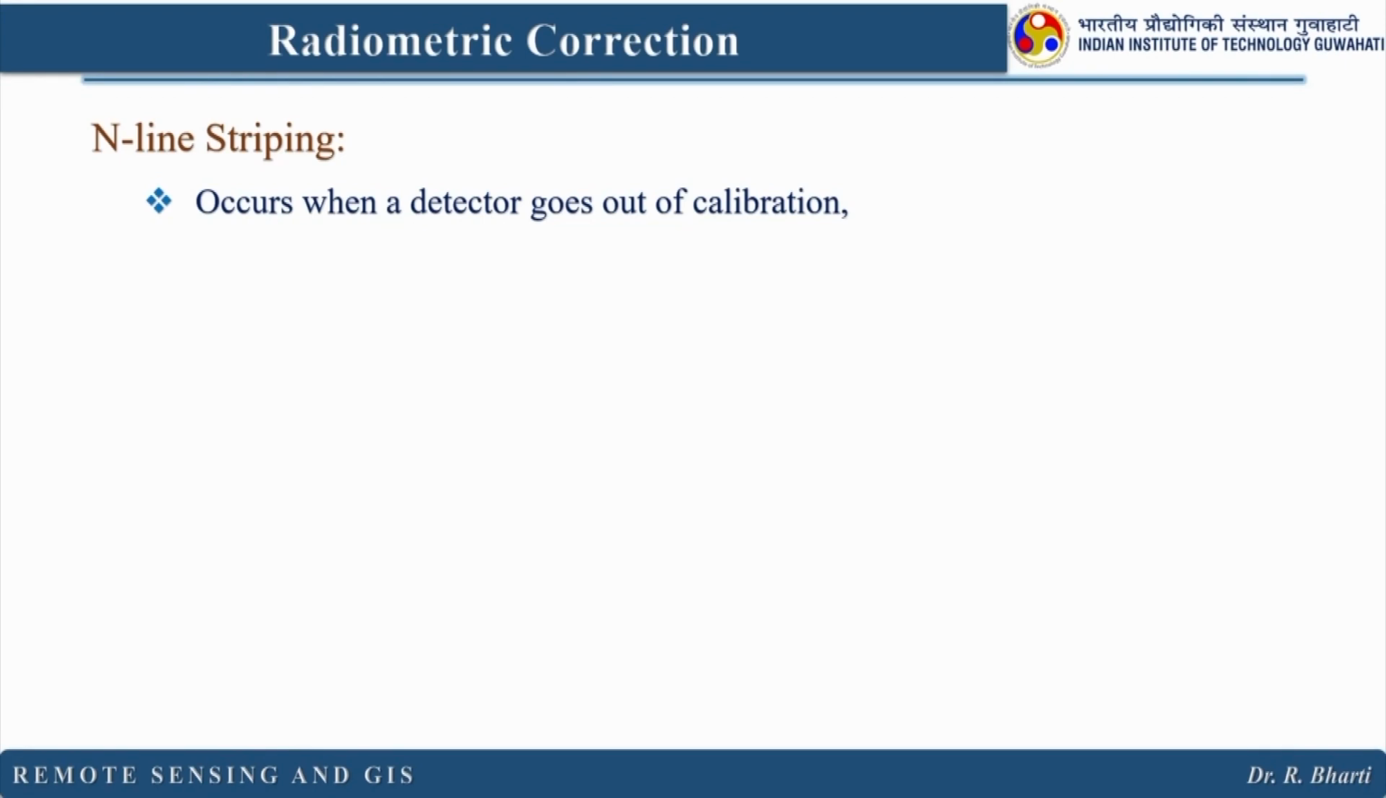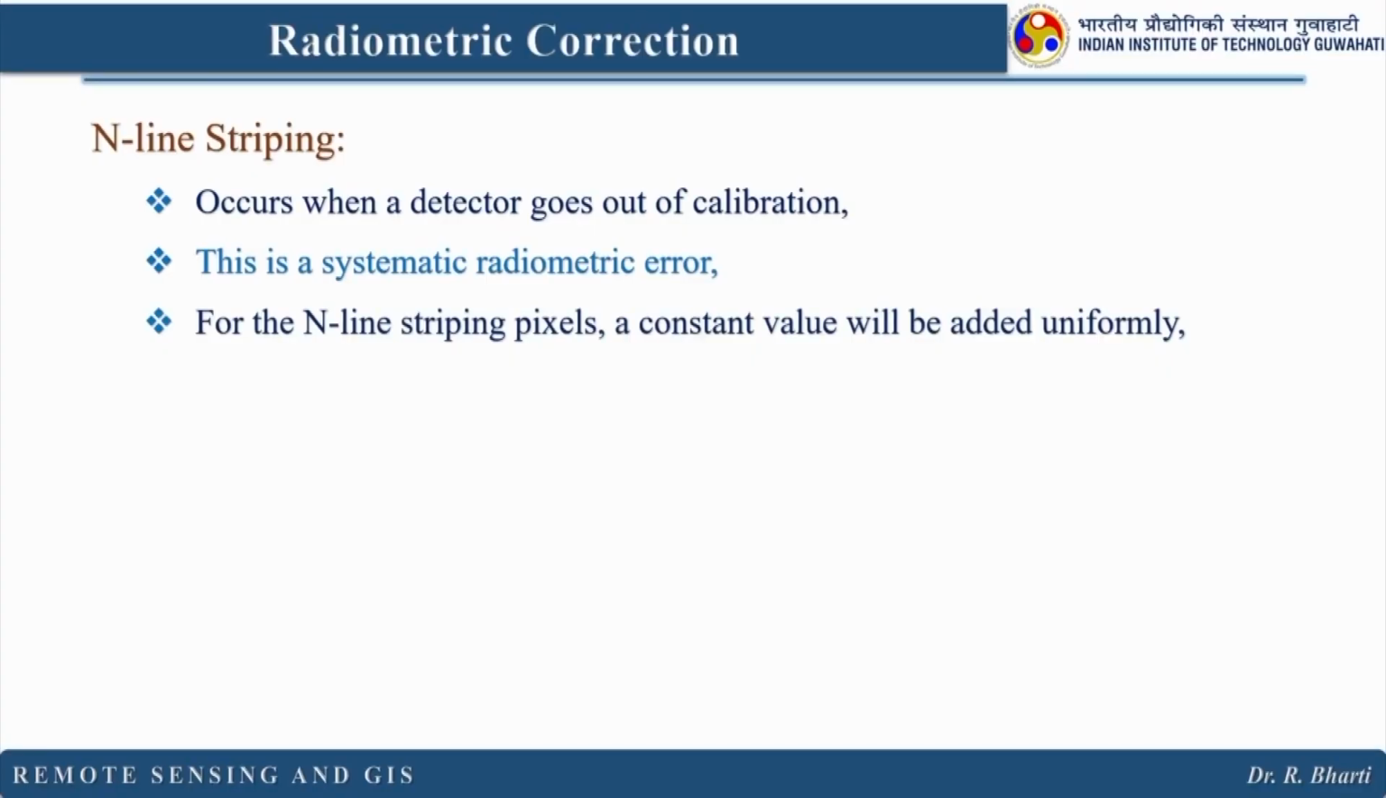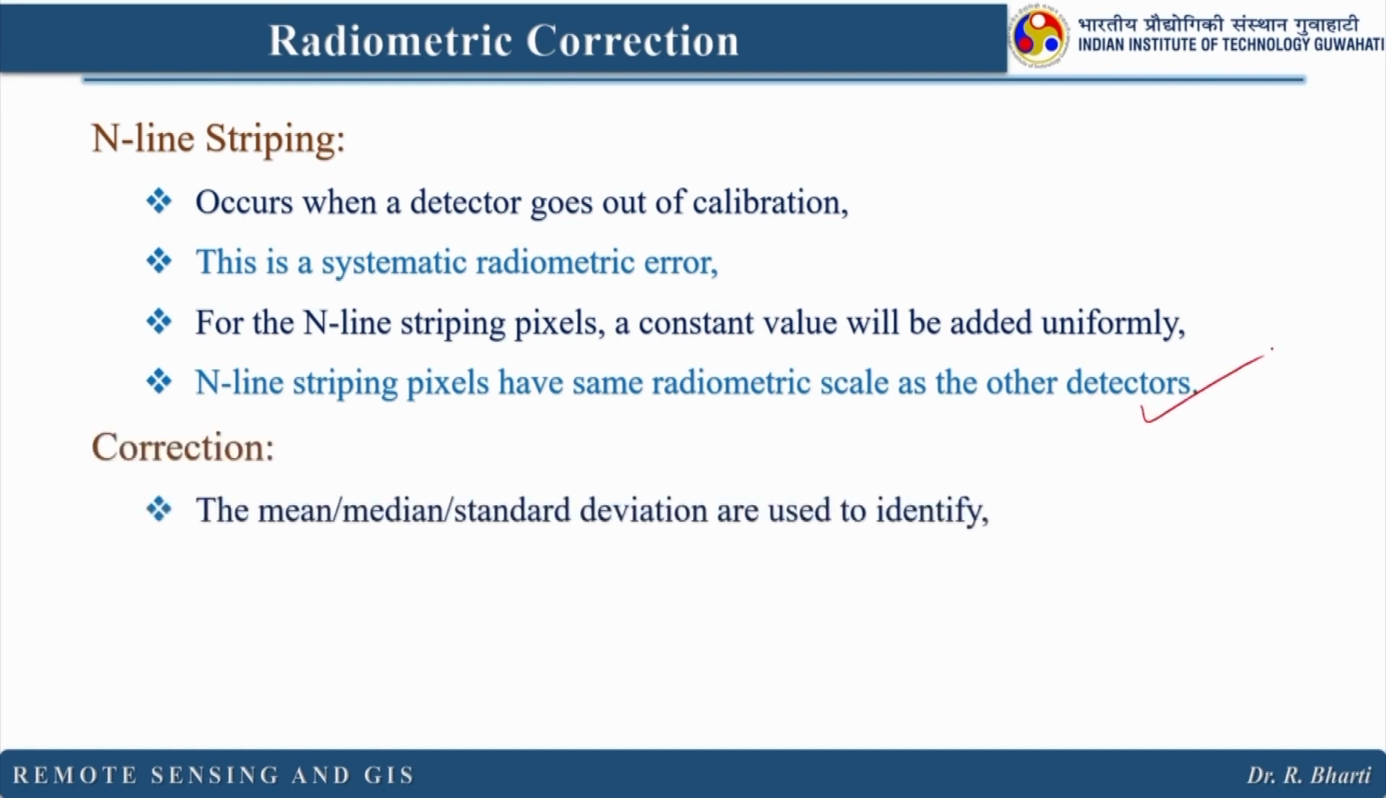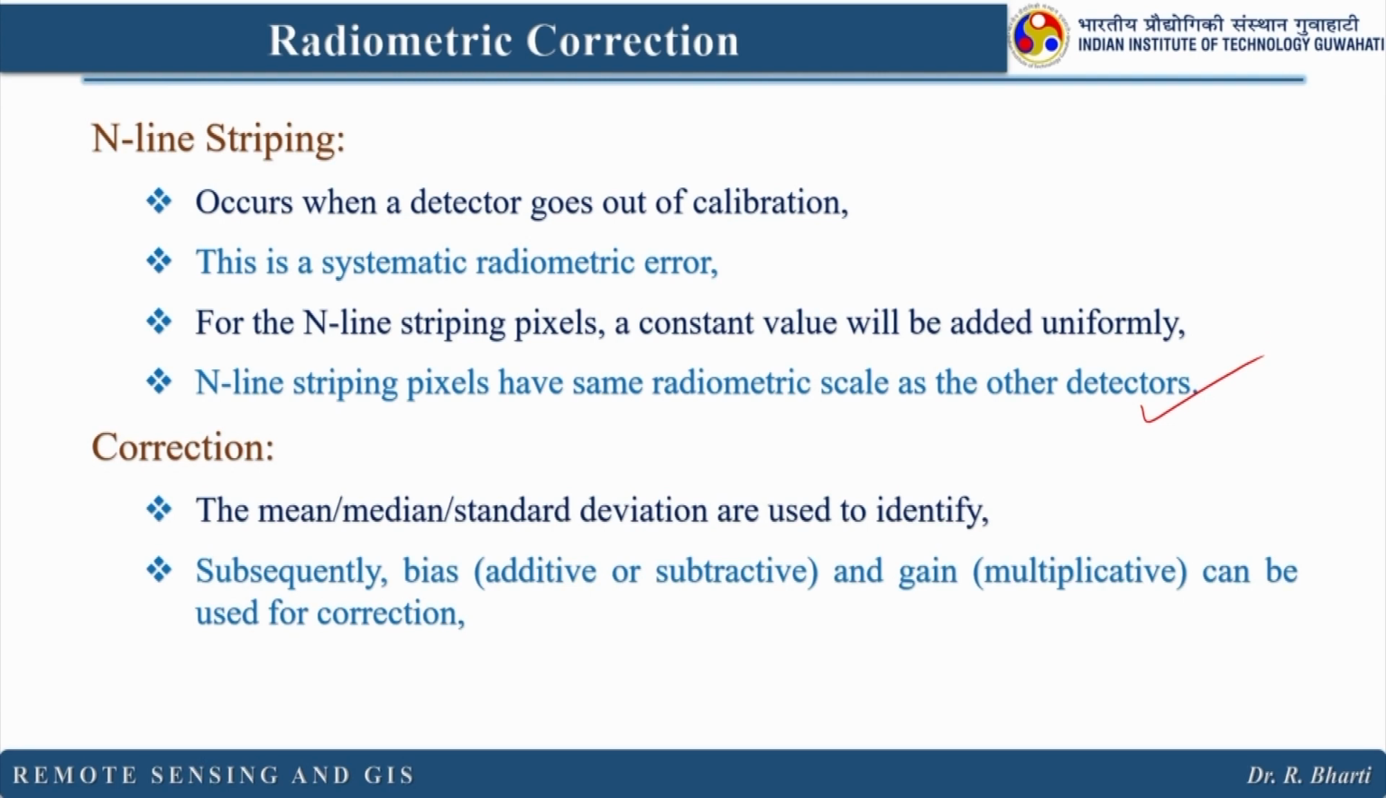Now, next is N-line stripping. So, it occurs when a detector goes out of calibration. So, here this is the problem when you are having out of the calibration, right. So, this is a systematic radiometric error. For N-line stripping pixel, a constant value will be added uniformly again, right. N-line stripping pixel have same radiometric scale as the other detector, then correction is again the same, right.